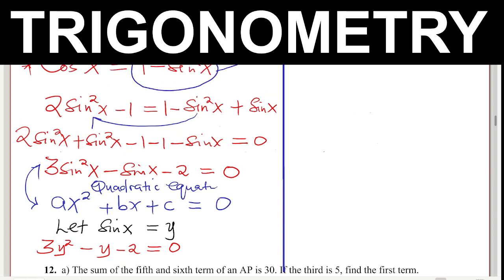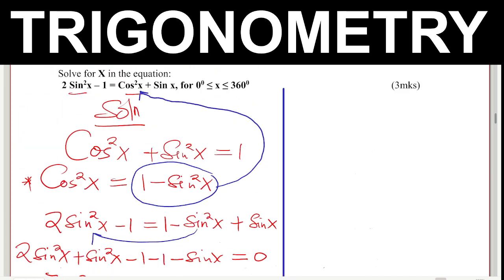So 3y squared minus y minus 2 is equal to 0. You can use any method, but let me use the factorization method. Look for two numbers whose product is 3 times negative 2, which is negative 6, and whose sum is negative 1. These numbers are negative 3 and 2.